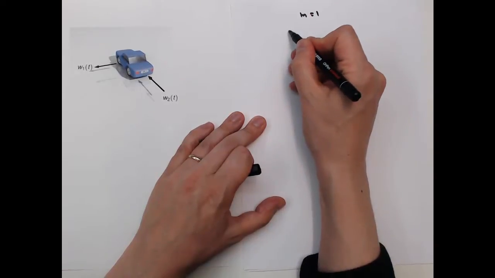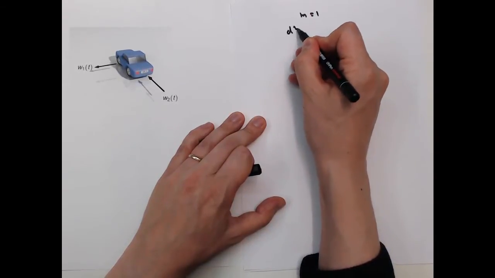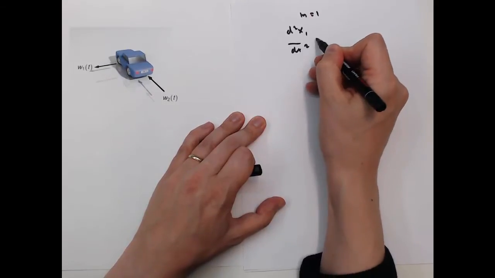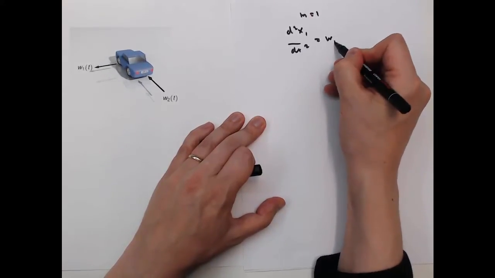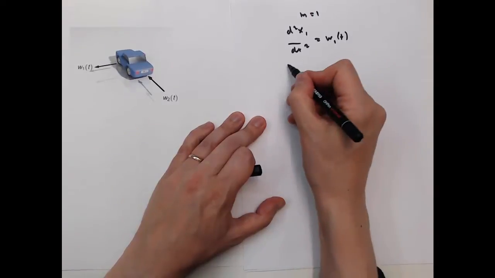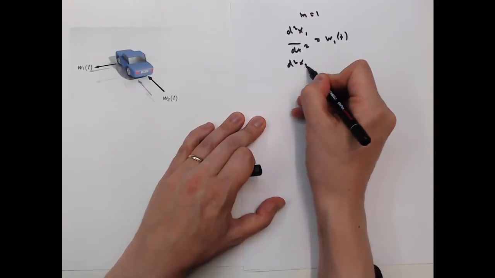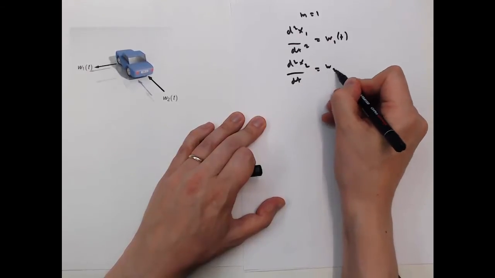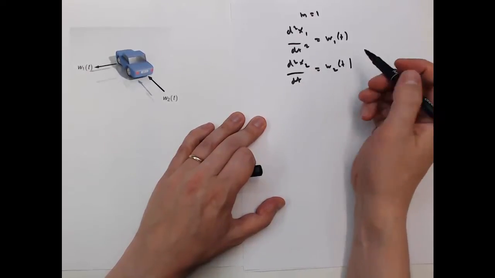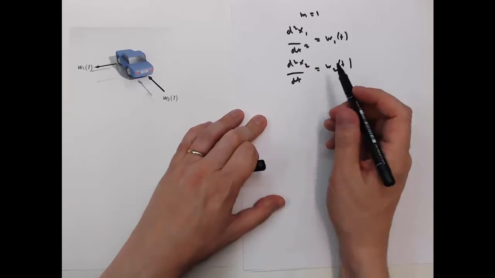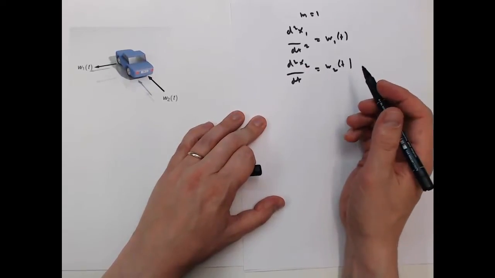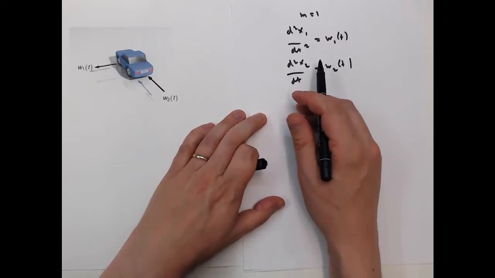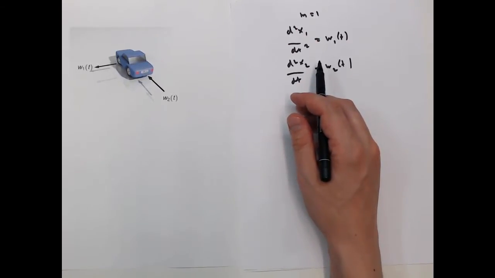Newton's law says that the second derivative of the first component is equal to noise in the first component, and the second derivative of the second coordinate is equal to the force acting on the second coordinate. But now this is a second order differential equation, and we can rewrite this as a first order differential equation.